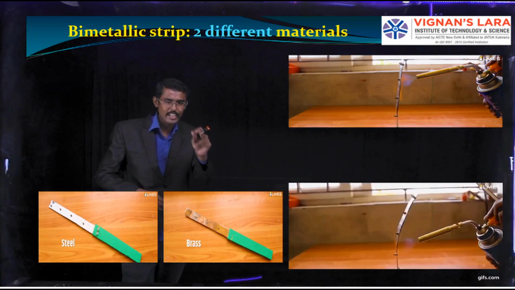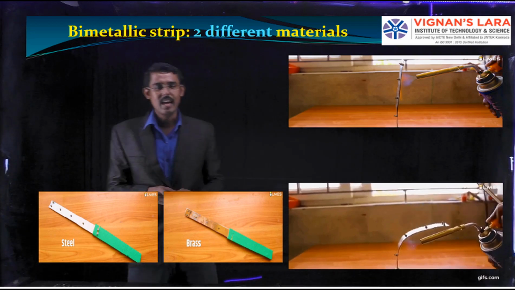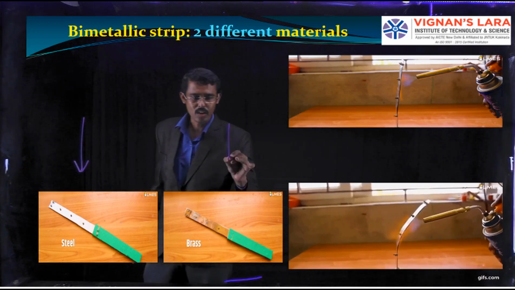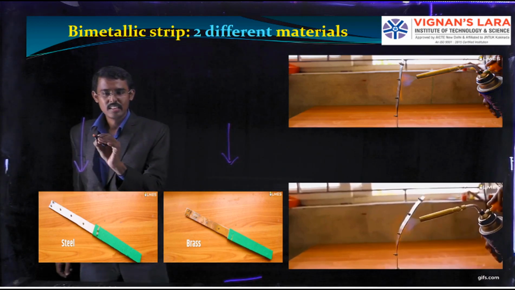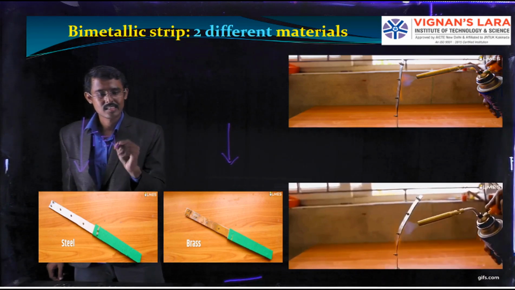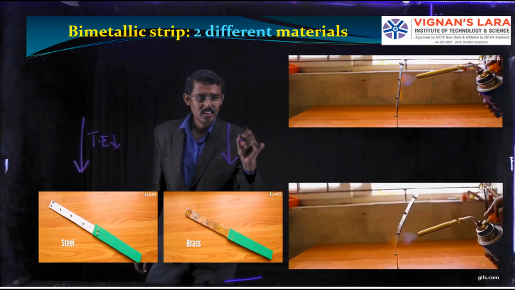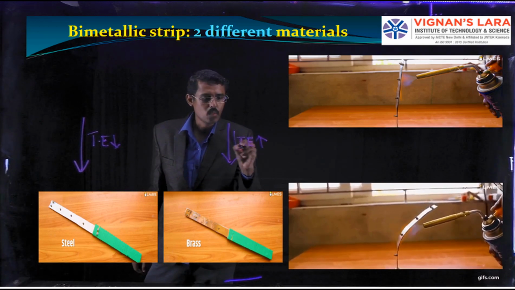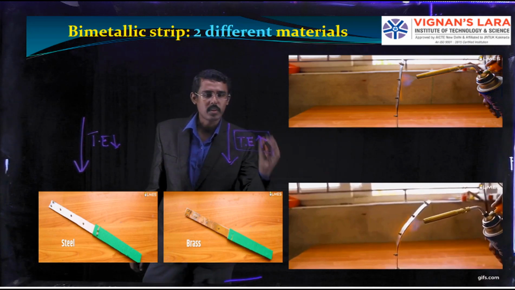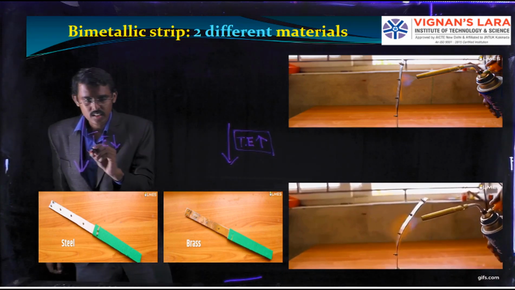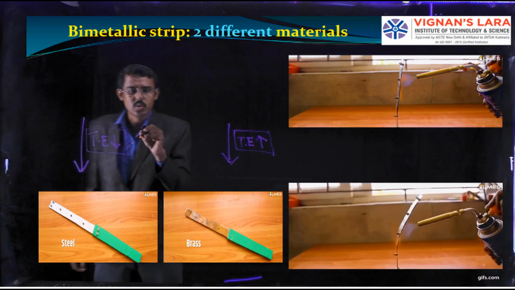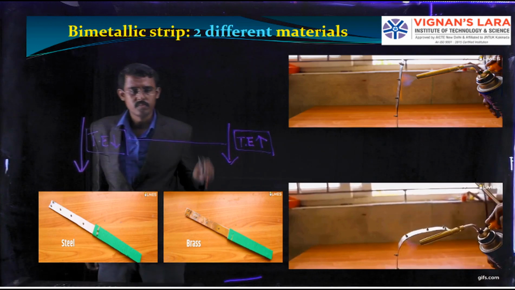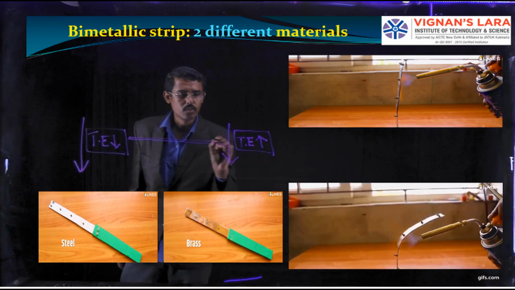So now, for example, for the experiment I have taken steel on one side and brass on the other side. Steel has low thermal expansion, and brass has high thermal expansion. These are the things we want to note down. Thermal expansion on this side is high, and on this side is low. Now I am going to combine these two for our understanding.